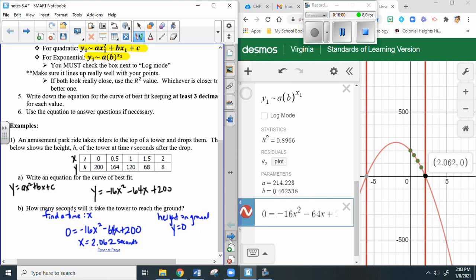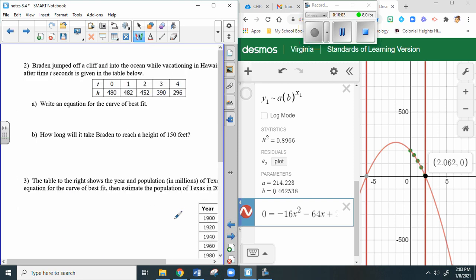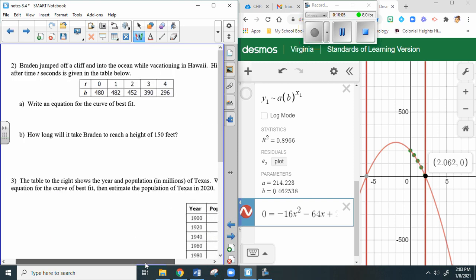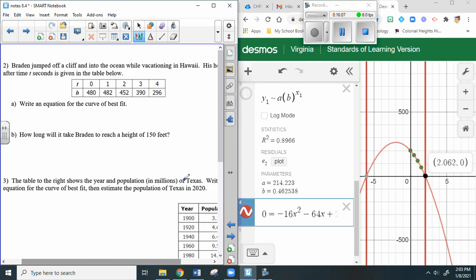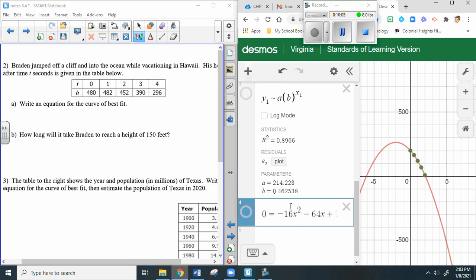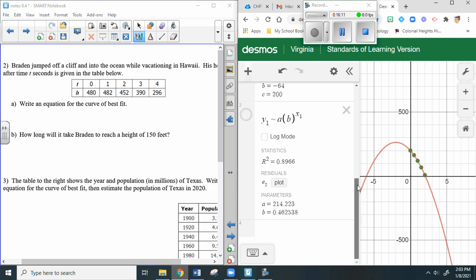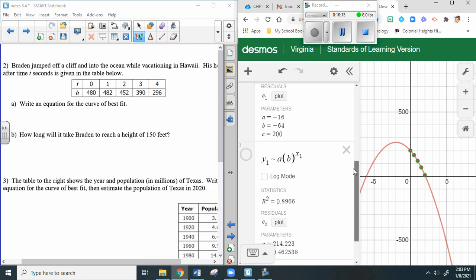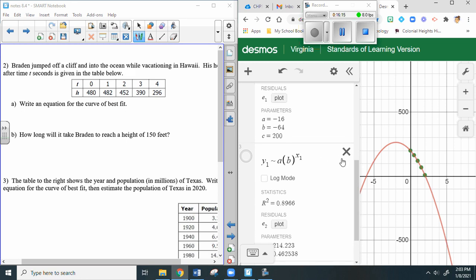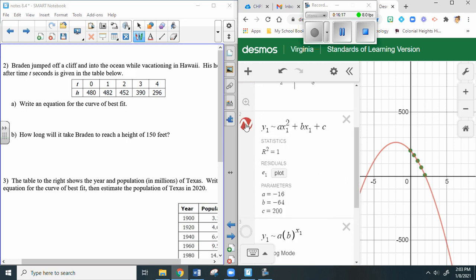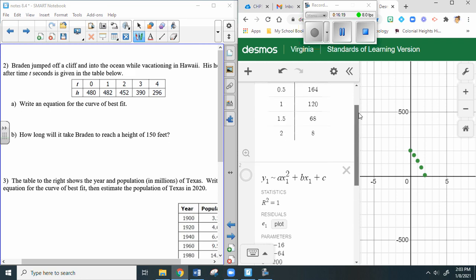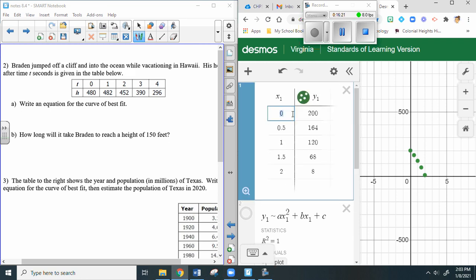All right, let's try another one, make sure we get the hang of it. I'm going to give you some new information. Braden jumped off a cliff. Woo. All right, so I don't need this anymore. Now I'm actually going to be lazy, and I'm going to leave this one typed in. I'm just going to turn them off, okay? And I'm going to edit my table.